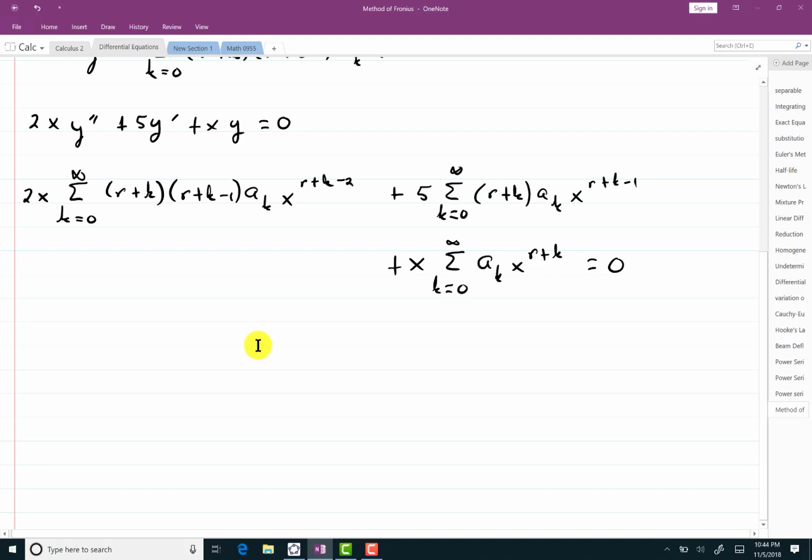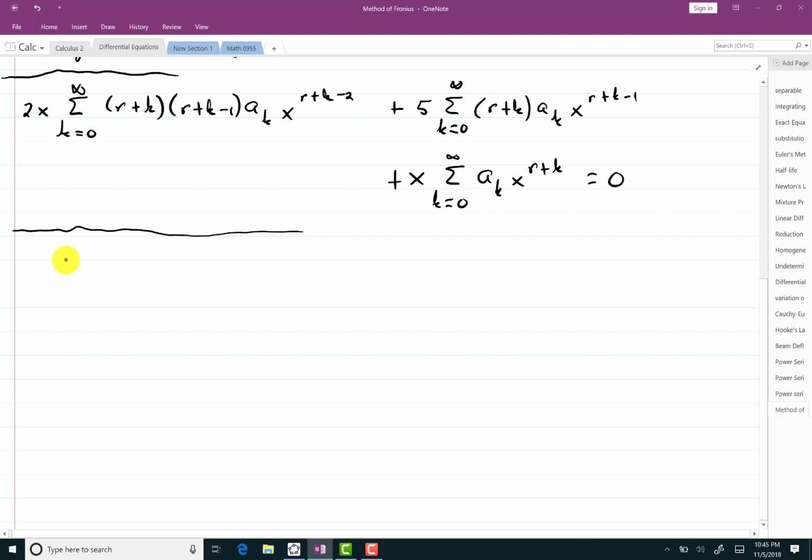Now what I'm going to do is multiply these things through and rewrite. So I'll pull the 2x in the first part. And like before, I'm going to put little demarcation lines to help me out. The first series becomes k equals 0 to infinity. I'll pull the 2 in, so I get 2 times r plus k times r plus k minus 1, a sub k. The 2 I put here, but the x to the 1 power, I'm going to multiply it to this, and that will become x to the r plus k minus 1. I'll suck the 5 into the second series.